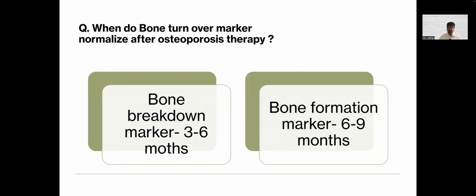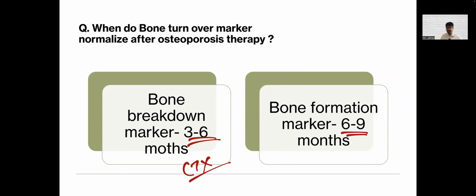Now, when we talk about bone turnover marker, of course, remember this is generally optional. But if you are using a BTM, generally you expect that the bone breakdown marker, which is the CTX, normalizes in 3 to 6 months after starting treatment. And if the bone formation marker is used like P1NP, generally it normalizes at 6 to 9 months after starting treatment, right? So again, you are using CTX and P1NP, and this should come into normal range.